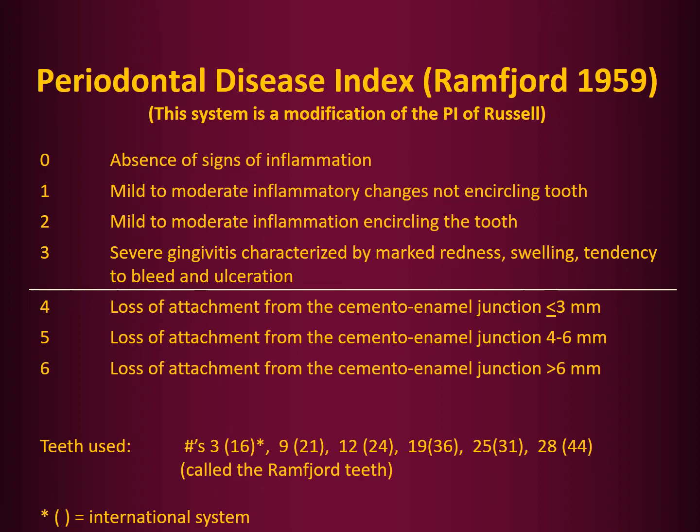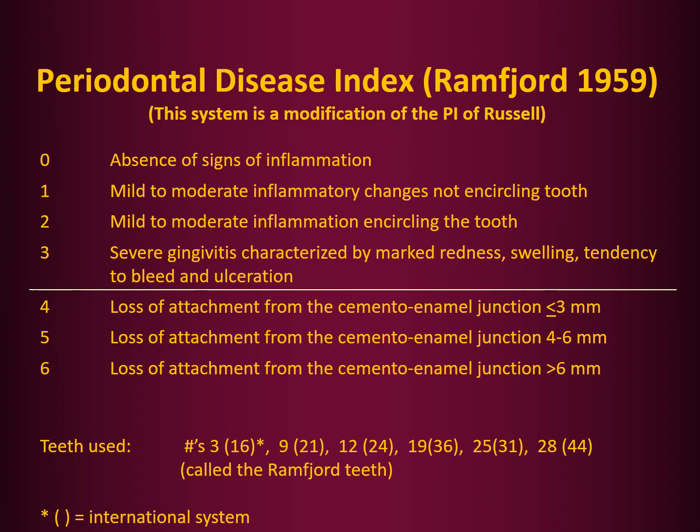In addition to that, Ramfjord used index teeth, and these are affectionately called the Ramfjord teeth. And these are tooth numbers 3, 9, 12, 19, 25, and 28. In the international system, they're listed by quadrants first. The first number would be the first quadrant. In the parentheses, you'd see 16. Well, that actually refers to the first quadrant and the sixth tooth from the midline. So that would be tooth number 3.